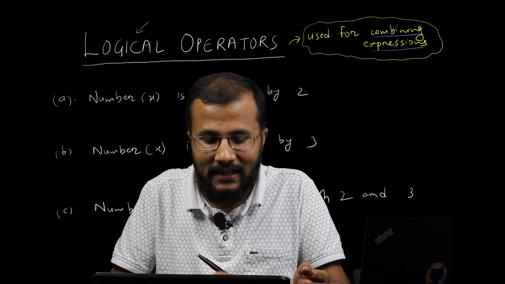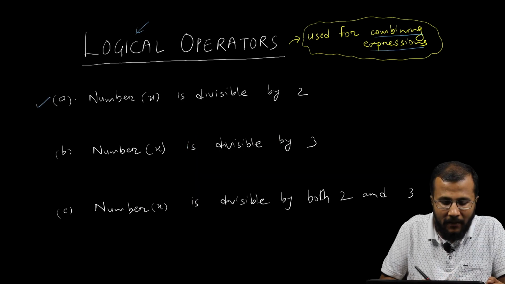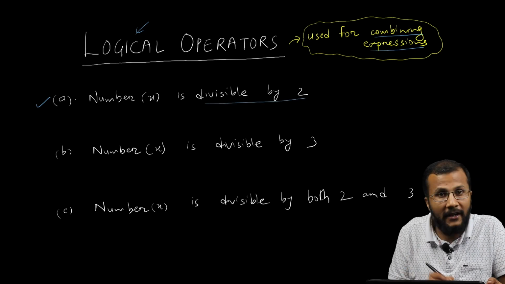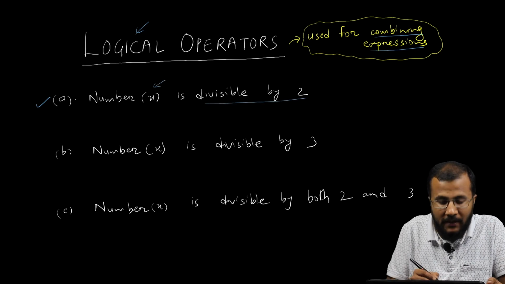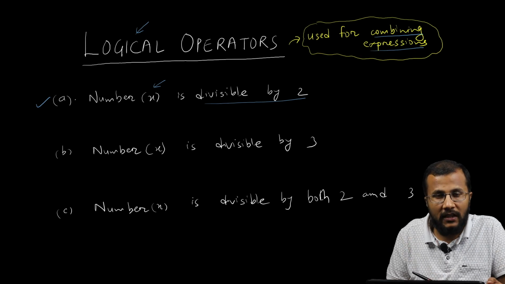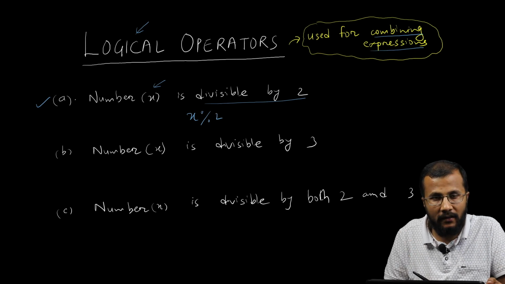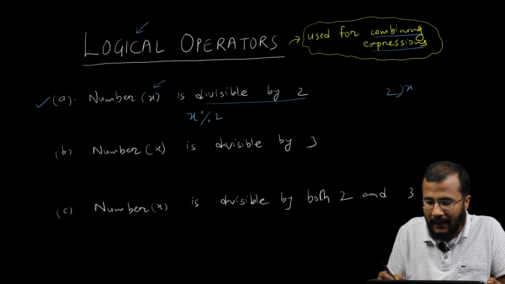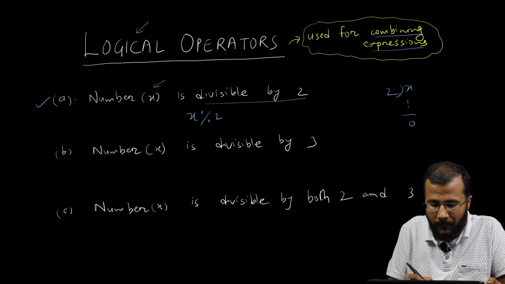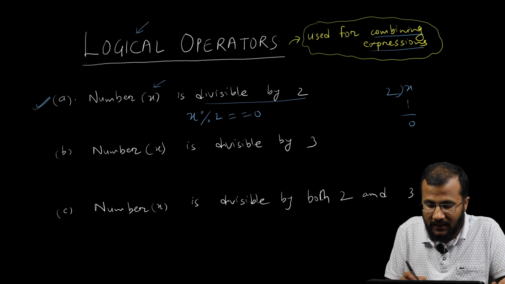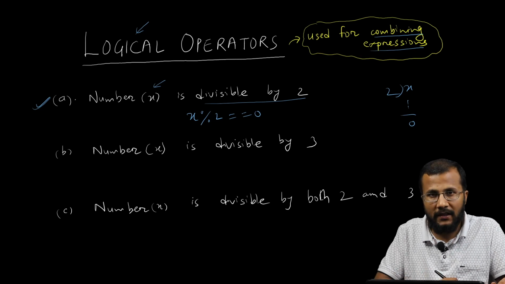So to understand this, let's take some examples. The first example says that you are supposed to write an expression to check if the number is divisible by 2. So number x must be divisible by 2. How do I check for divisibility? I divide the number x by 2 and check the remainder. So x mod 2 will give me the remainder of x dividing by 2. And if the remainder happens to be 0, then I know that the number x is divisible by 2. So this is the expression that represents the number is divisible by 2.